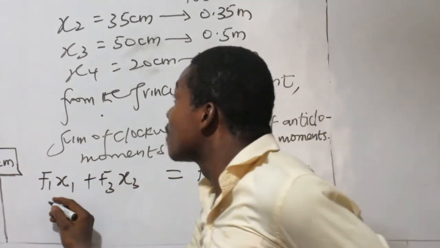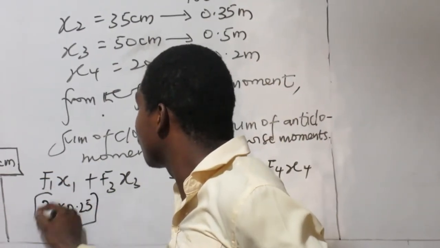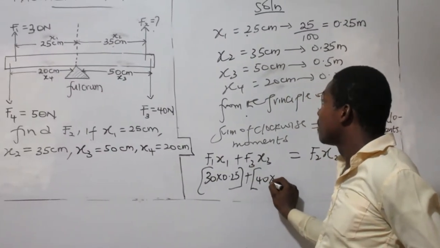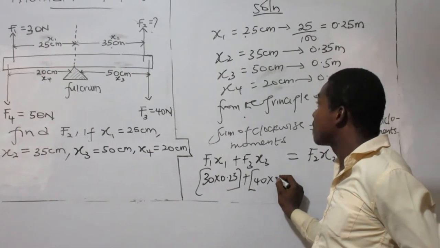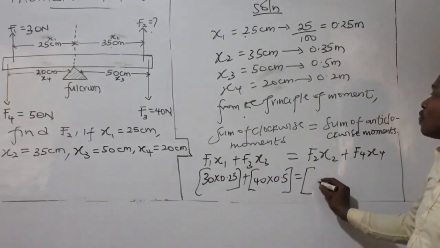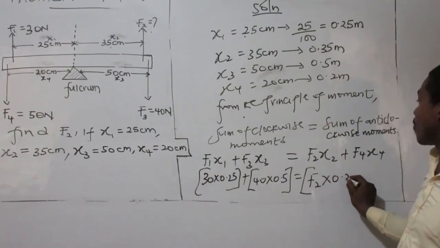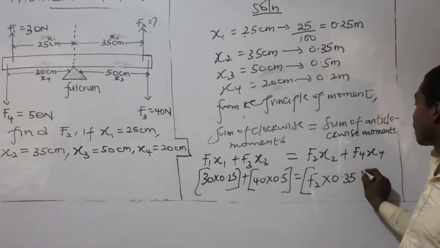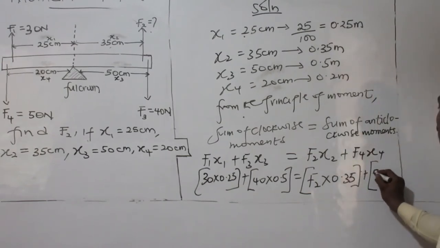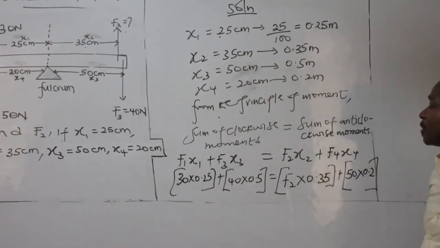That is all. So F1, 30 by 0.25. F3, that is 40 by 0.5. F2, I don't know. X2, 0.35. F4, 50 times 0.2. Good, that is it.